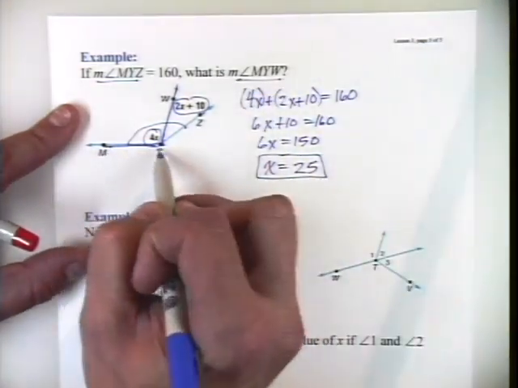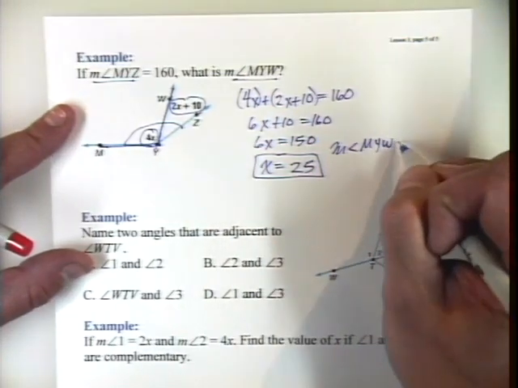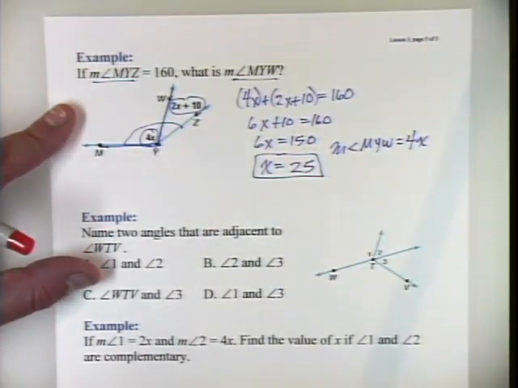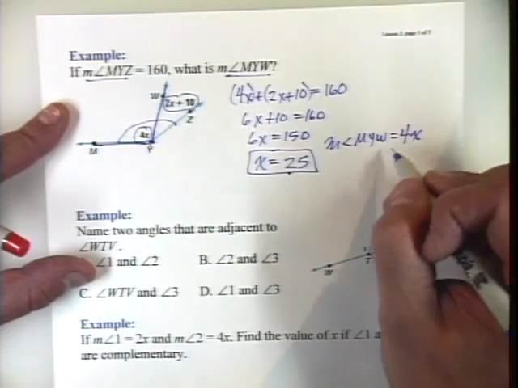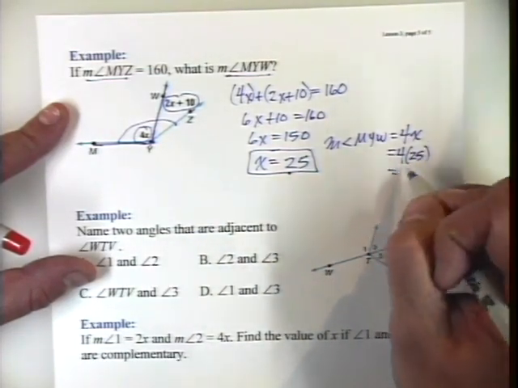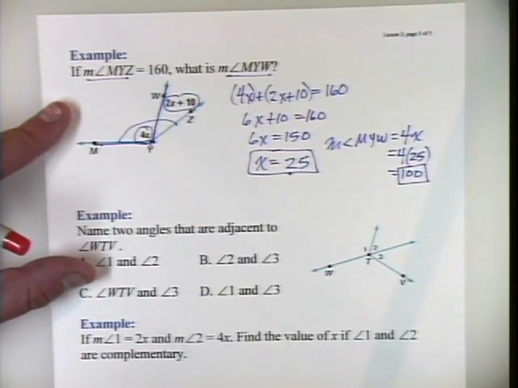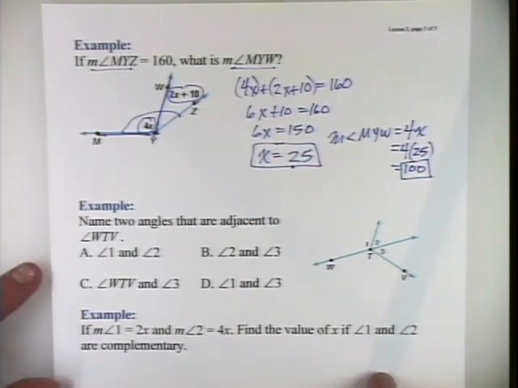MYW? So the measure of angle MYW is equal to 4x. So I now have to take the value of x that I found and plug it in. So it's equal to 4 times 25, which, 4 quarters makes $1. So it has a measure of 100 degrees. So make sure you answer the question.